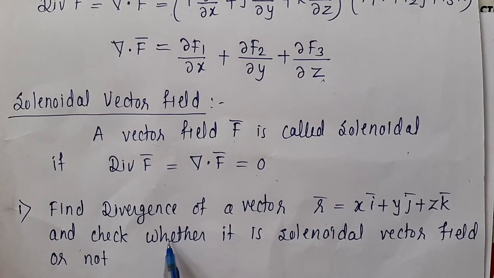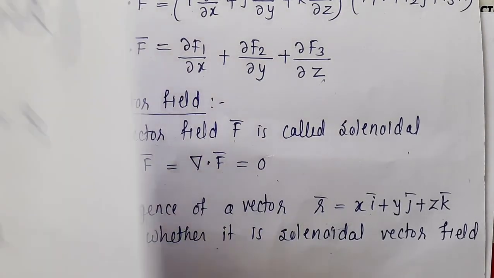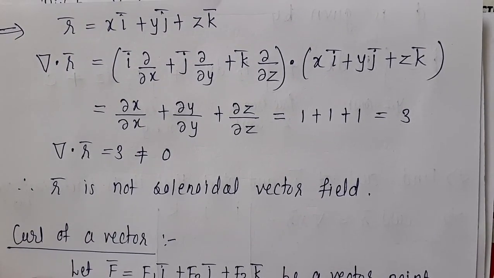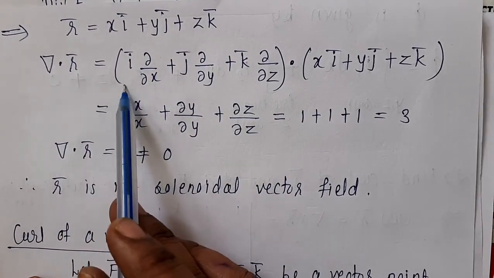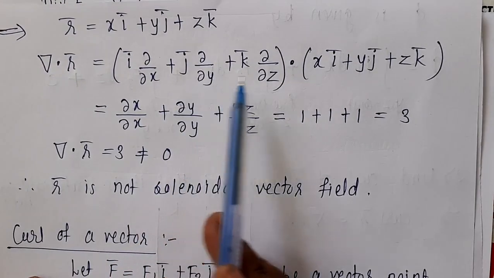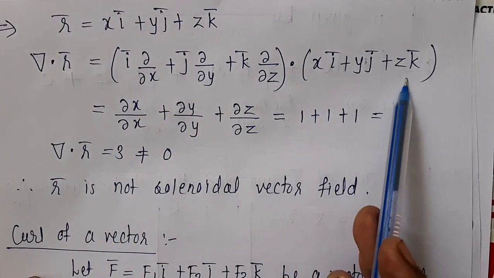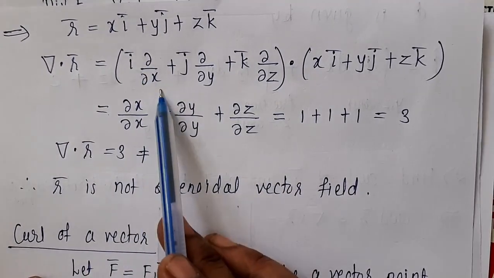Now we see one example. Find the divergence of the vector r equal to xi plus yj plus zk, and check whether it is a solenoidal vector field or not. So suppose we consider vector r as r equal to xi plus yj plus zk. Then del dot r, where del is i times del by del x plus j times del by del y plus k times del by del z, dot product with xi plus yj plus zk.